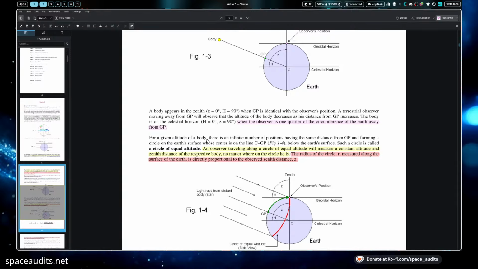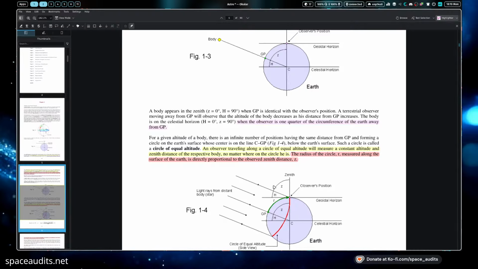For any given altitude, there are an infinite number of positions that have the same distance to the GP, forming a circle on Earth's surface, whose center is at the line given here at CGP, below Earth's surface. Such a circle is called a circle of equal altitude. An observer traveling along the circle of equal altitude will measure a constant altitude and zenith distance of the respective body, no matter where he is on the circle. The radius of the circle r, measured along the surface of the Earth, is directly proportional to the zenith distance.